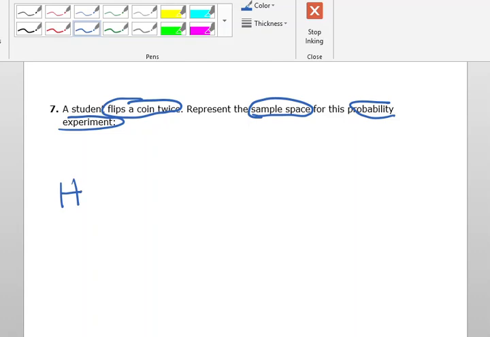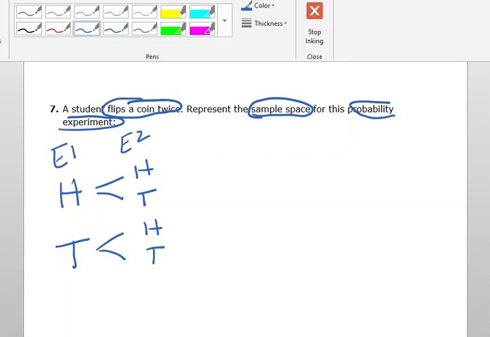So I have my heads, my event 1 is the first coin, and tails. And my event 2 is the second flip, okay? Still heads, tails, heads, tails. And then, because I want a sample space, I do need to go ahead and copy here. So I have head, head, head, tails, tails, head, tails, tails. So that's one way to do the sample space there.